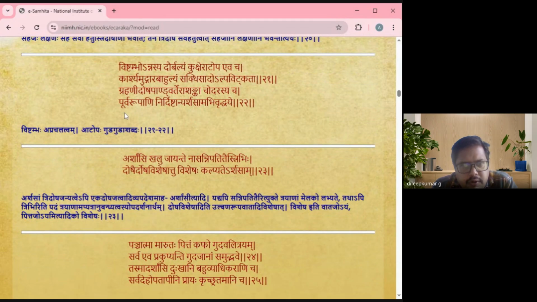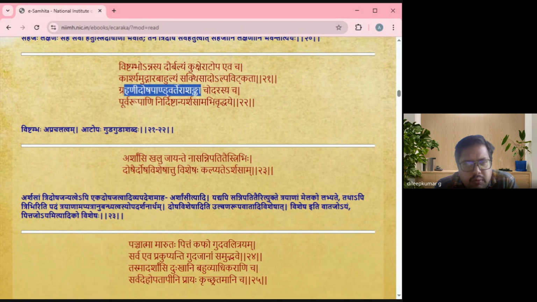So these are all the Pururupa of Arshas. Vishtambo Annasya, so the Anna Ahara is not digested properly. Distension of abdomen, Kuksher Atopa, Karshyam, Udgara Bahulyam. Underline this one, Udgara Bahulyam, excessive Udgara, belching, etc. Grahini Dosha, Pandu, Itarashanka, Udarasya. These are the other differential diagnoses, or the patient may feel that he is suffering from these diseases. So these are all the features of Pururupa of Arshas.